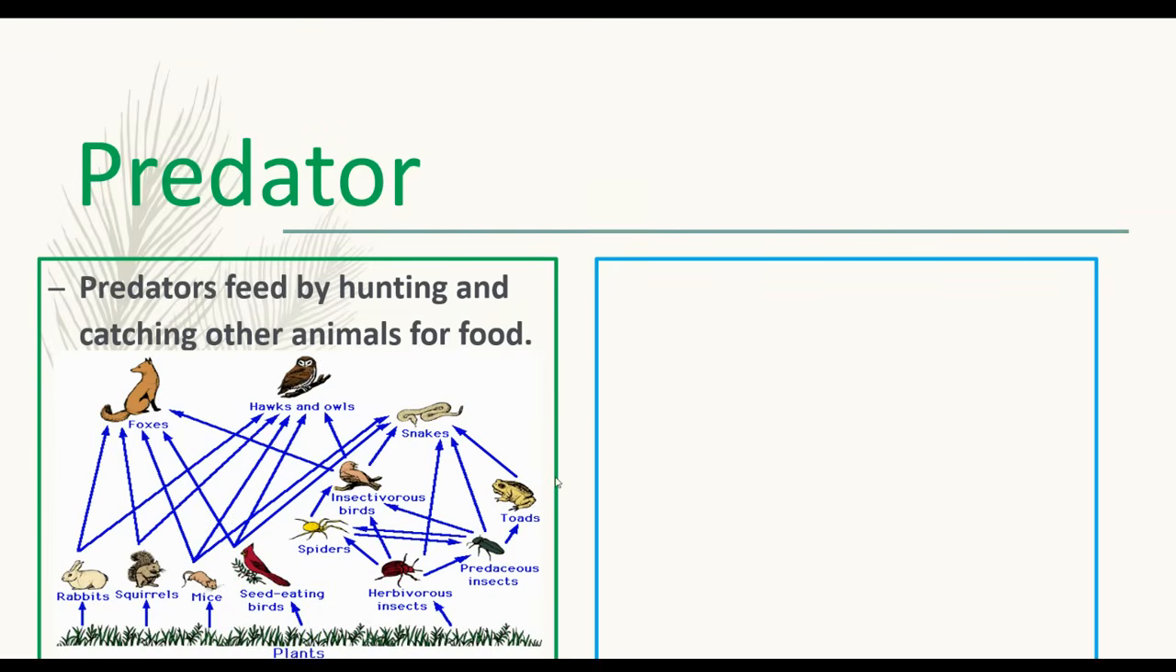So this right here is the food web. Again, this is something that you should have seen in third grade already. This is a good example of how animals or predators go and hunt other ones. In this picture, you can see the fox hunts the rabbit, hunts the squirrel. So right now, the predator is a fox, the hawk is a predator, and the snake. And then you can also see that the toad is also a predator.